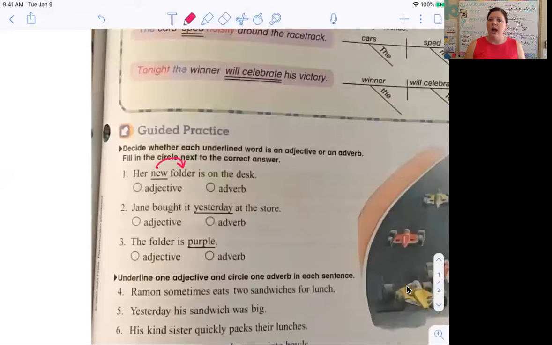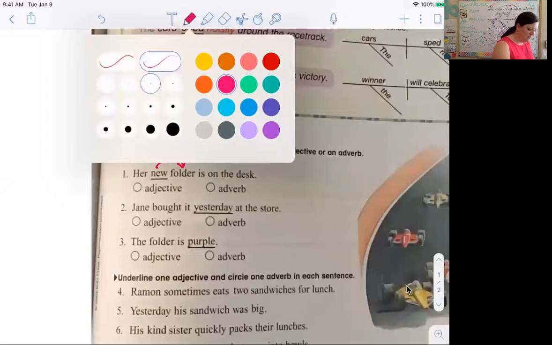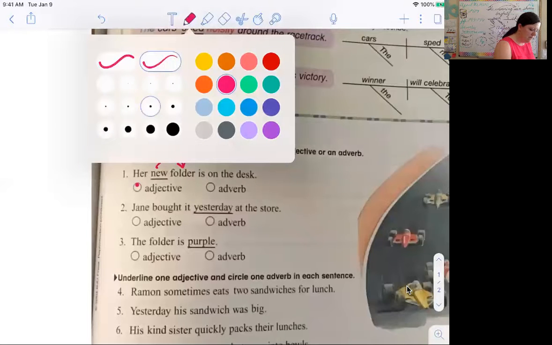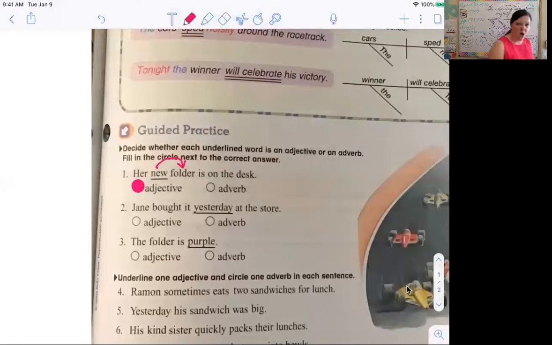Now, look at the word that new is describing, folder. Is folder a noun or is it a verb? It is a noun because folder is a thing. Because new is describing a thing, that makes it an adjective describing a noun. Let's go ahead and fill in the circle neatly, completely, and darkly for adjective. Here we go. Let's do a little bit bigger. How about this one? Perfect.